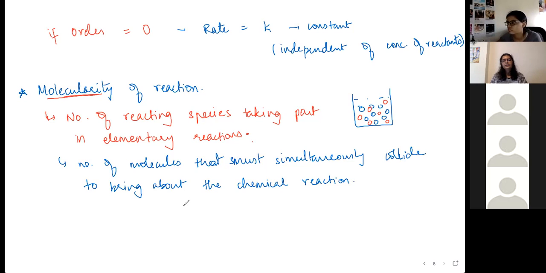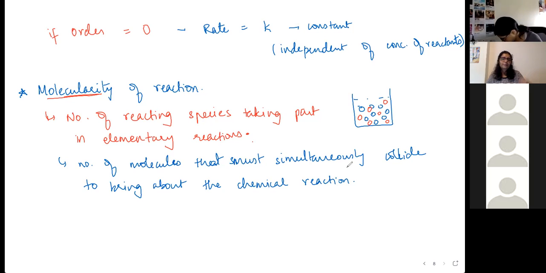How many species of molecules should simultaneously collide so that the chemical reaction will happen? In the case of elementary reactions, because it's one step, it's pretty straightforward. However many reactants there are, those reactants should collide with each other. Only then will the chemical reaction happen. So it's pretty straightforward there.